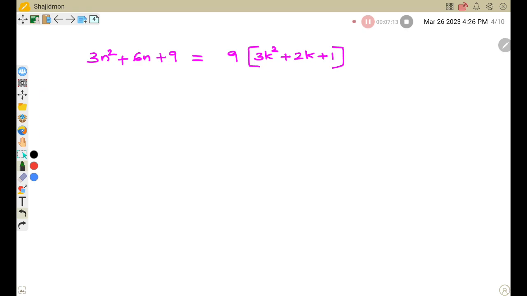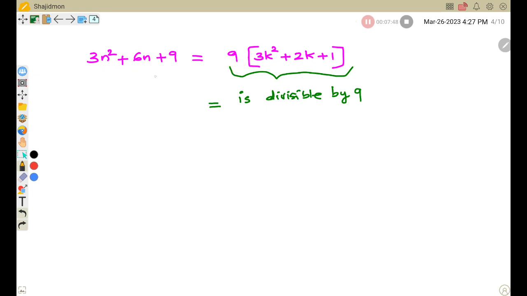Now think about the right side here. Is it divisible by 9? Yes, it is divisible by 9, correct? Because we can divide by 9, that's why we took 9 common outside, correct? When we divide by 9, you will get an integer number, correct? Because when we divide by 9, this 9 and 9 will cancel. So it is divisible by 9.